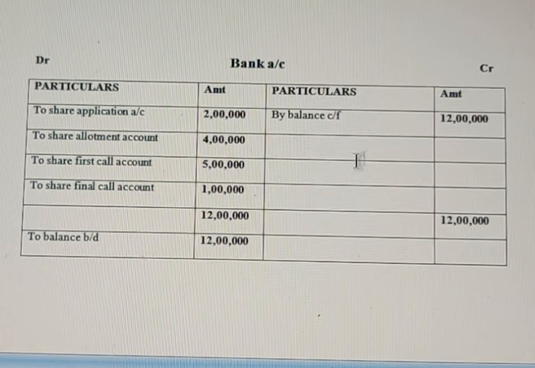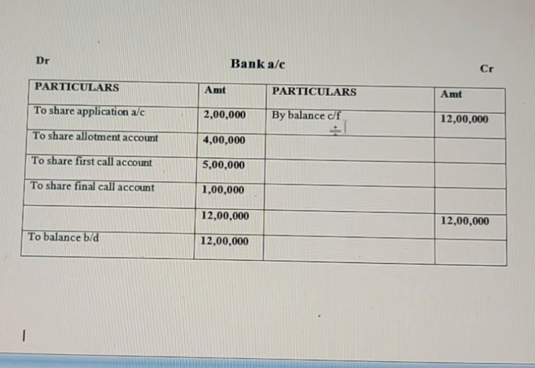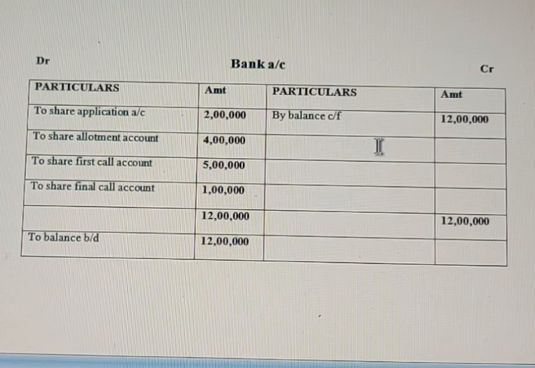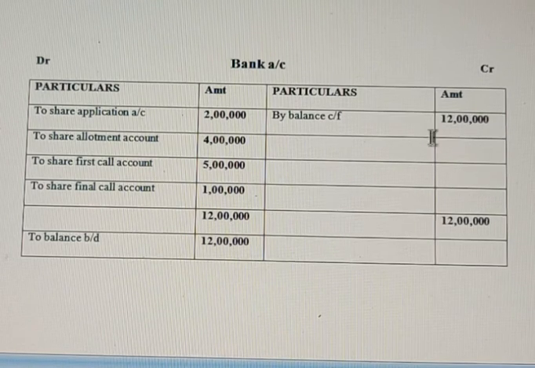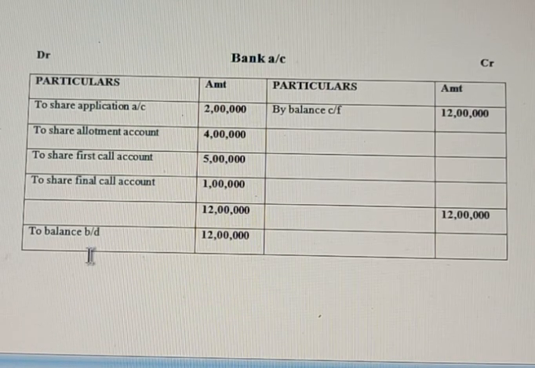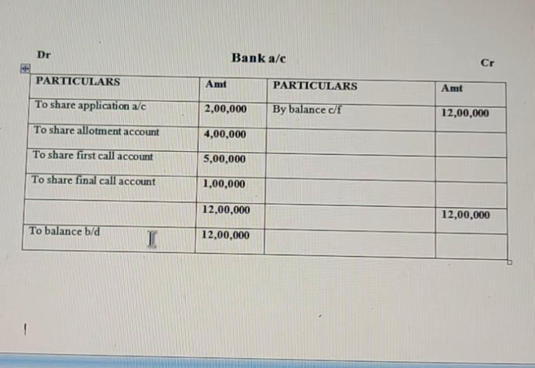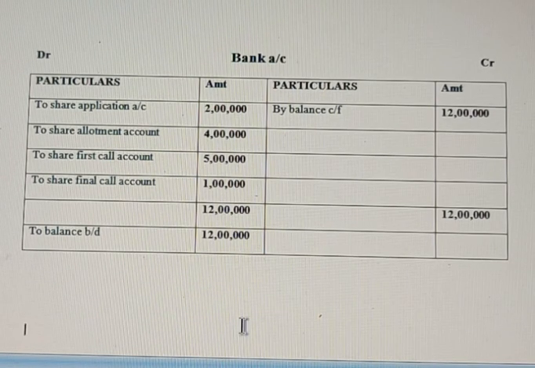But here you have not paid anything. You have received all these through issue of shares. So until you make a payment or until you spend on any kind of activities in the business, this balance will be kept in your bank account as it is. So please show the balance 12 lakh on the credit side and write it as by balance carried forward, and please bring that same balance to the next session or the next year or the next period. So this is how you prepare a bank account in simple when it comes to issue of shares.